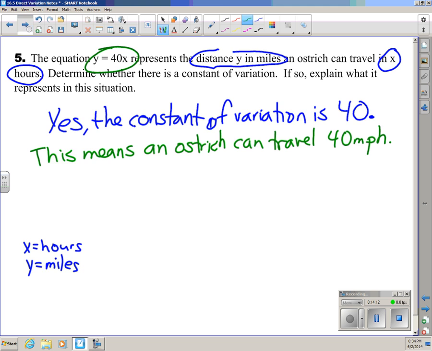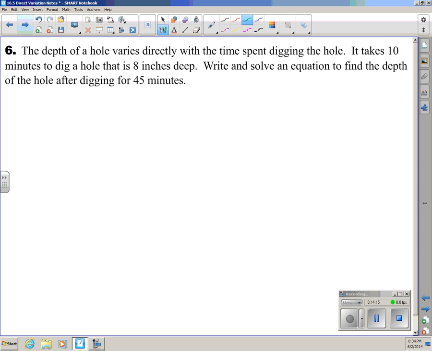So number 6, the depth of a hole varies directly with the time spent digging the hole. They're telling you it's a direct variation. They're telling you it varies directly. It takes 10 minutes to dig a hole 8 inches deep. We should write that as a ratio. Remember, time should go on the bottom. So 8 inches in 10 minutes.